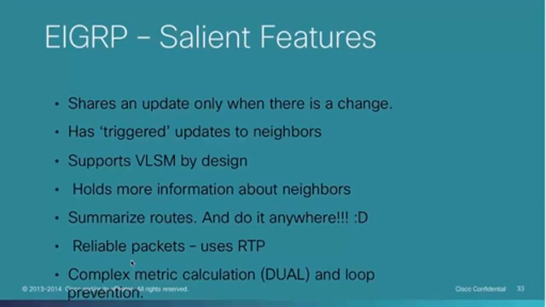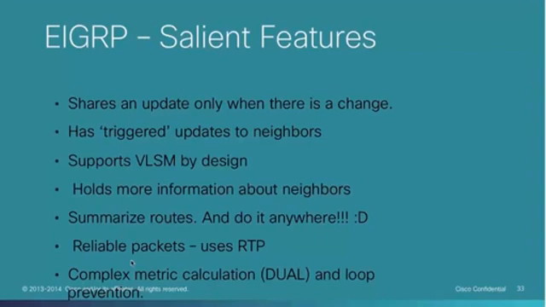Summarize routes and do it anywhere. EIGRP allows you to do summarization at any point of the network, unlike some other routing protocols where there are restrictions. EIGRP uses RTP. Now, RTP, when some people hear it, immediately go to the voice RTP protocol. No, we're not talking about that. RTP is Reliable Transport Protocol. It is the underlying protocol on top of which EIGRP is running. So that is what makes sure that your packets are reliable for the reliable EIGRP packets.